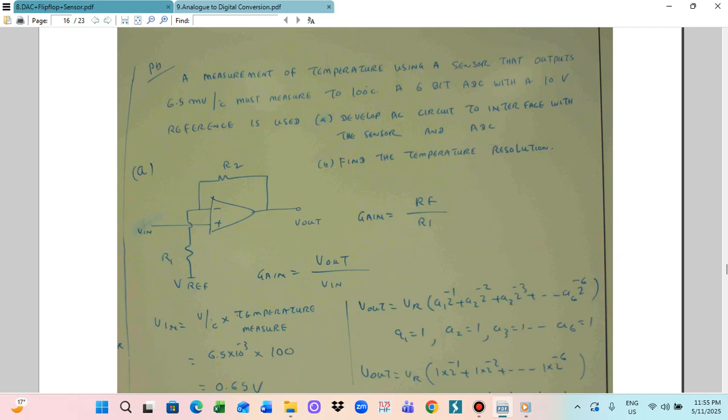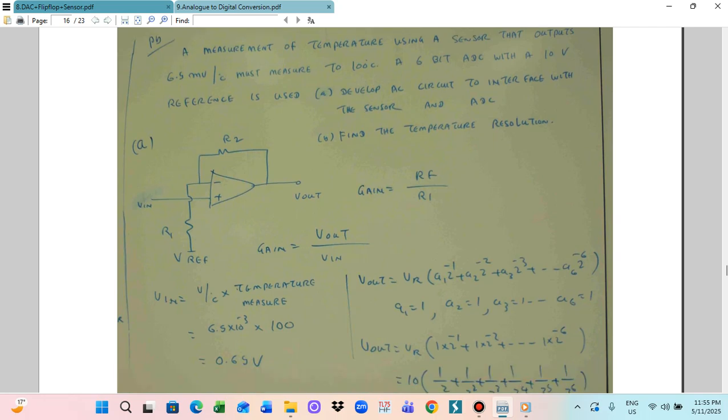So the first thing is to develop the circuit. Developing the circuit means the input signal, negative and positive. This one is VIN. This one is the reference voltage. The reference voltage is given through R1 and RF, with V reference. So this is VR, and this is the digital circuit. RF is the feedback and this is the output. So this is the circuit.